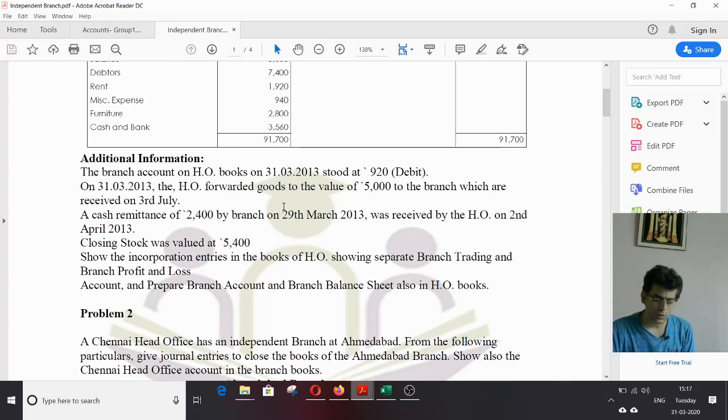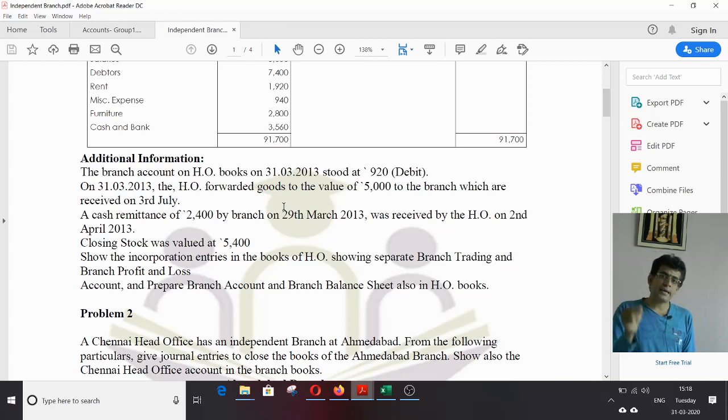Cash remittance of 2,400. Cash remittance of 2,400 by branch on 29th March 2013 was received by the head office on 2nd April 2013. Branch has made a payment of 2,400. So ultimately what will the branch do? Branch will reduce the liability to the extent of 2,400 when it has made the payment on 29th. But the payment reached the head office on 2nd. Till that point of time, this has to be considered as cash in transit. There is something called goods in transit. There is something called cash in transit.